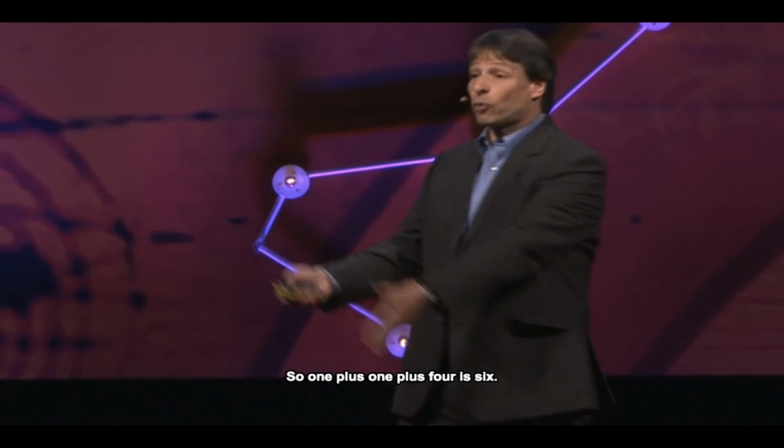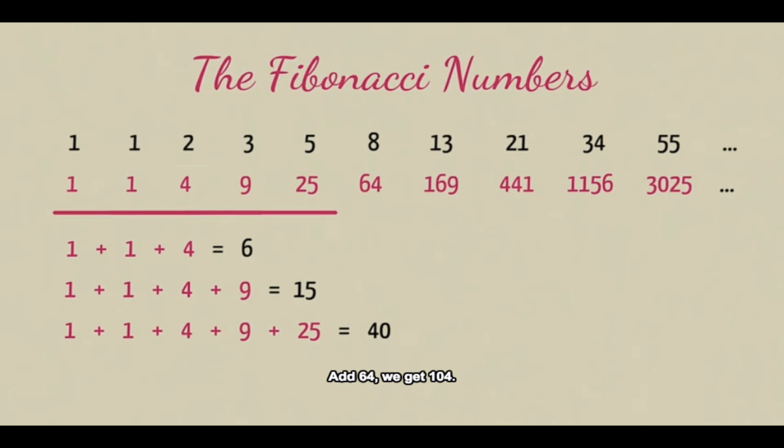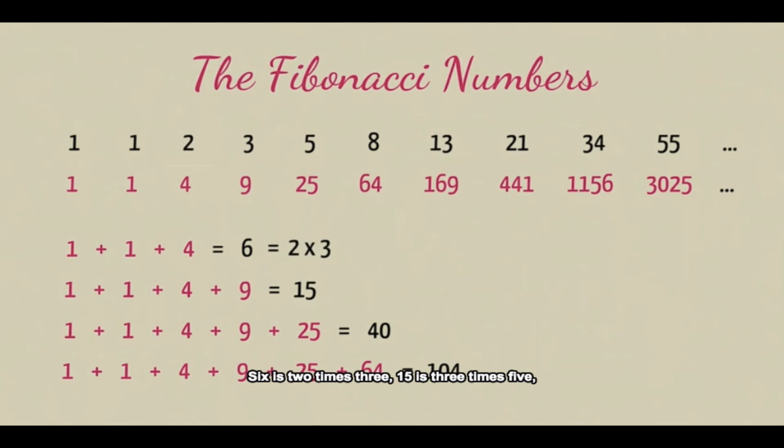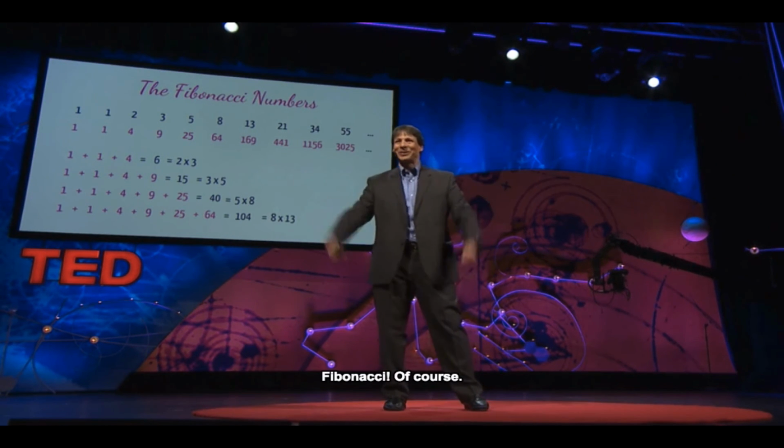So 1 plus 1 plus 4 is 6. Add 9 to that, we get 15. Add 25, we get 40. Add 64, we get 104. Now look at those numbers. Those are not Fibonacci numbers, but if you look at them closely, you'll see the Fibonacci numbers buried inside of them. You see it? I'll show it to you. 6 is 2 times 3, 15 is 3 times 5, 40 is 5 times 8. 2, 3, 5, 8. Who do we appreciate? Fibonacci, of course.